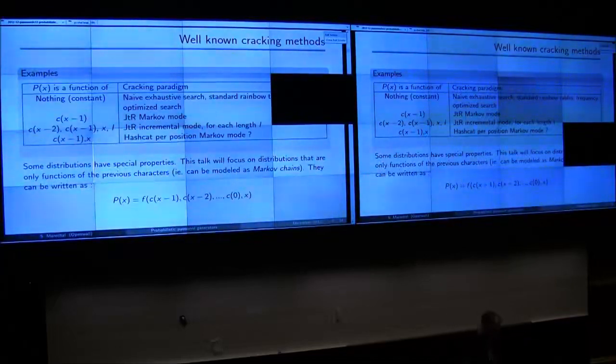But what you have to remember for now is that if you can model your probability distribution in a way that only takes into account previous characters, or actually state that you already know, then you have a function that gets into that Markov framework and that has really nice properties.